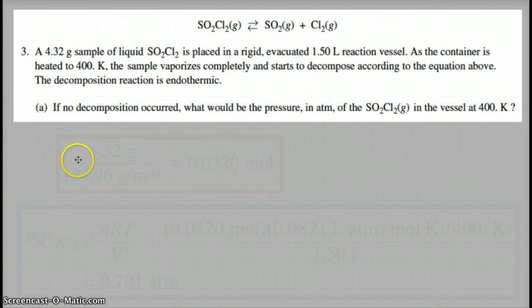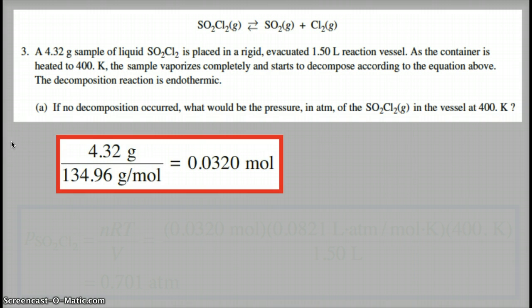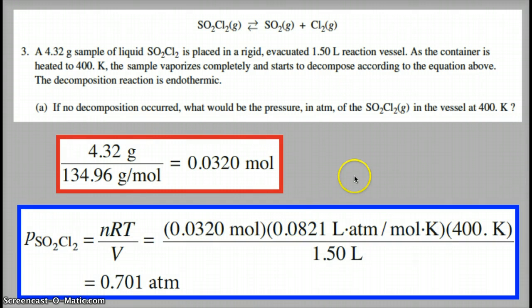We've got 4.32 grams. We're going to turn that into moles by dividing by the molar mass of SO2Cl2. Now we have our missing piece that we can plug into PV=nRT. Rearranging it, we've got our pressure is our moles times the proper R, 0.0821. I guess you could have used the 8.314 also and gotten your answer in kilopascals. Oh no, I'm sorry. It says right here in the question, listen to me, read, in atmospheres. So that's why we're using 0.0821.